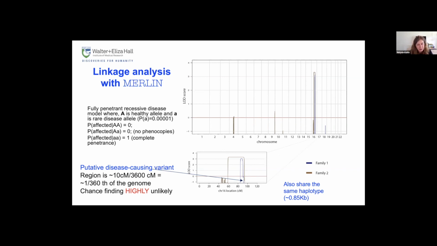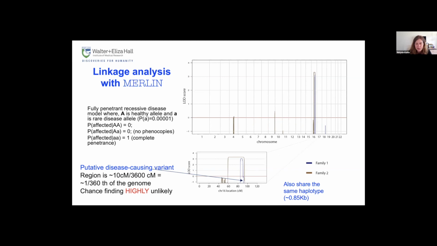And as you saw here, Karen then, of course, had a look where our putative variant sits, and it sits right in the middle of that peak. That is fantastic. So the chances of this coinciding by chance are highly unlikely.